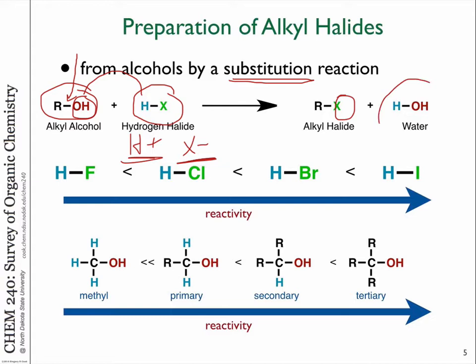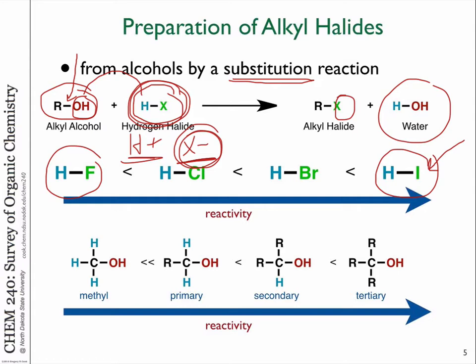Now, the source of the acid that we're using matters as well. HF is the lowest reactivity, whereas HI is the highest reactivity. For reasons we'll understand later, that's due to the fact that the halide is more nucleophilic. As well, the substitution of the substrate has an impact on the reactivity, where less substituted alcohols are harder to do substitution on in these cases, whereas the most substituted tertiary alcohols are the easiest.